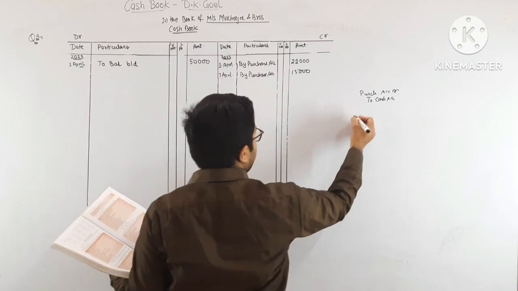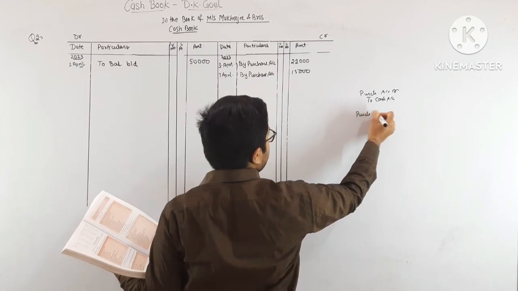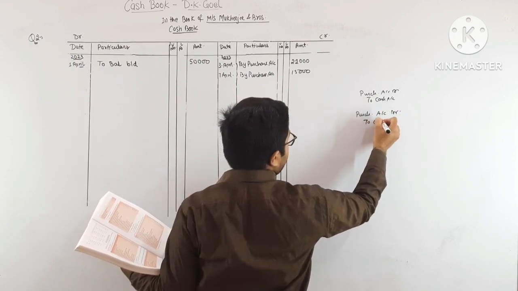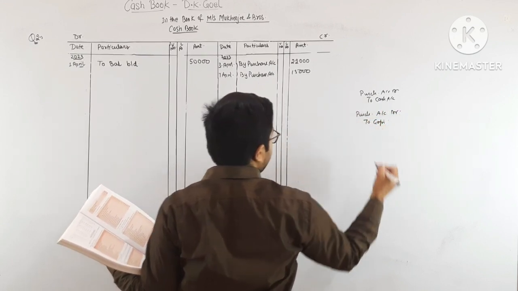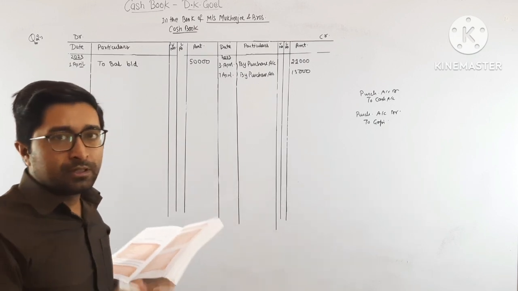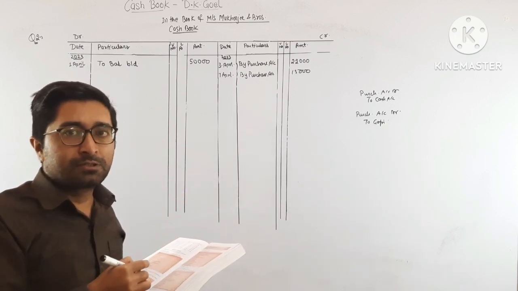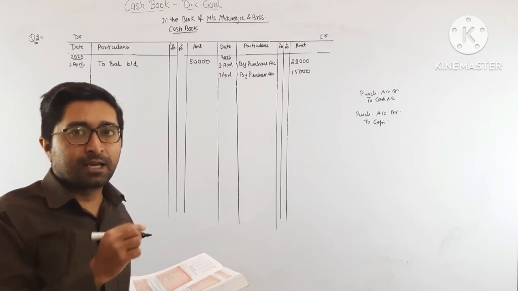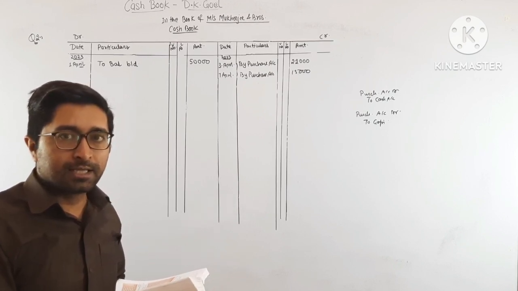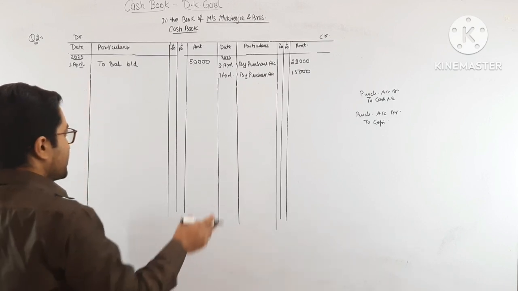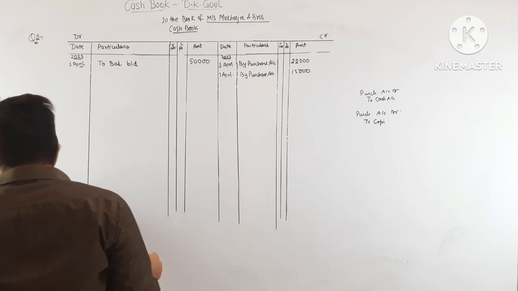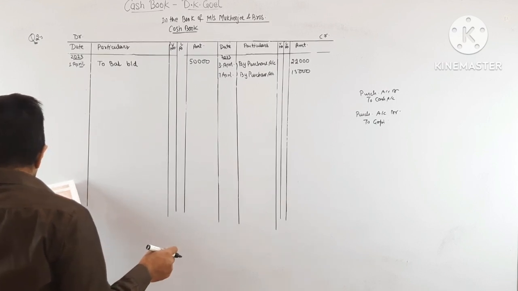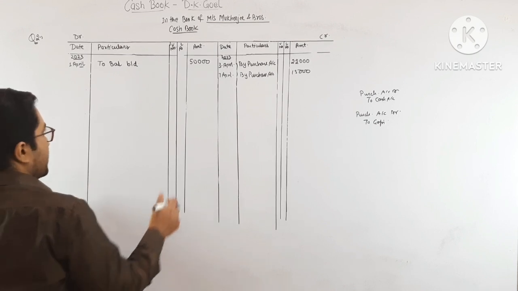Next is 10th, purchase goods from the Gopi. Okay, so the entry will be what? Purchase goods from the Gopi. So entry will be purchase account debit to Gopi. Here the name is given, so it is a credit purchase, and we will not record any credit purchase or credit sales in the cash book. We record only the cash transactions. So skip this point. Purchase goods from the Gopi for cash, this will be recorded. Purchase goods from the Gopi for cash 10,000.